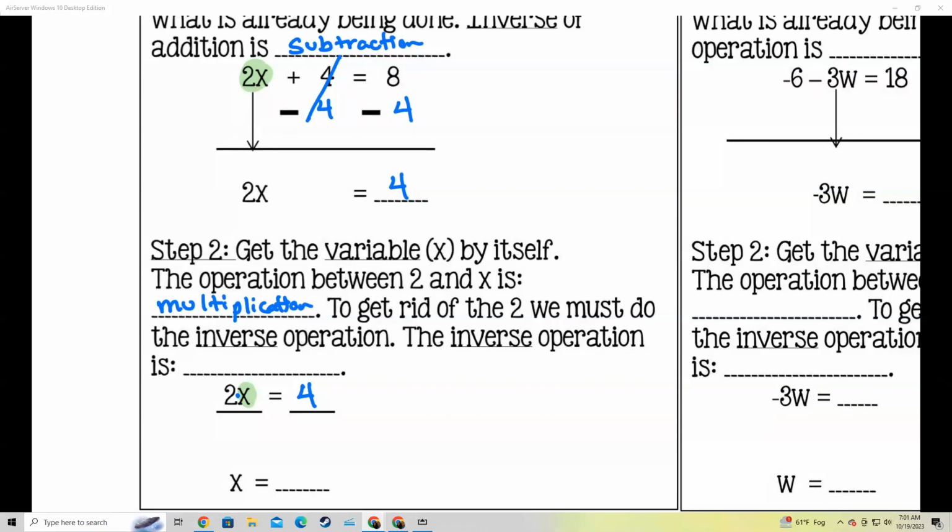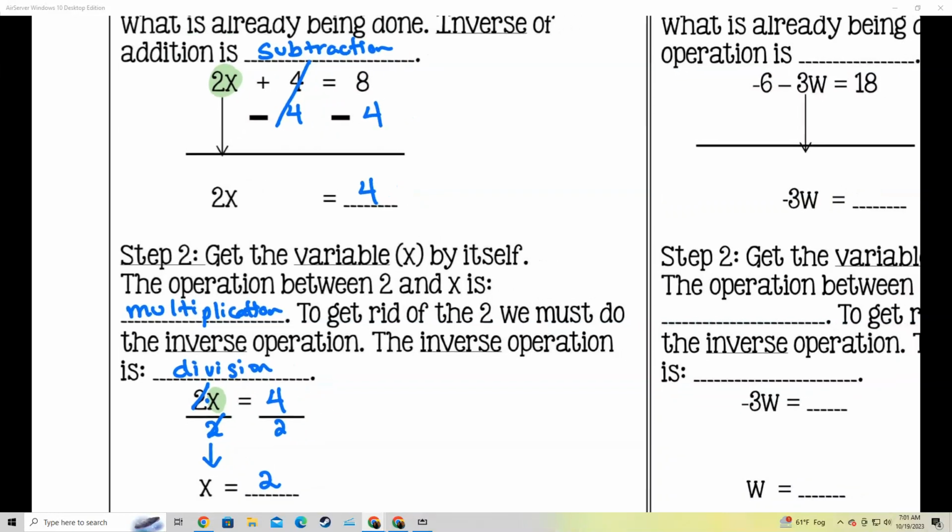To get rid of the 2, we must do the inverse operation. The inverse operation is division. So to get rid of the times 2, I'm going to divide both sides by 2. I'm going to divide this side by 2, this side by 2. These are going to cancel. The x is going to drop. 4 divided by 2 gives me 2. And I am done with my equation.